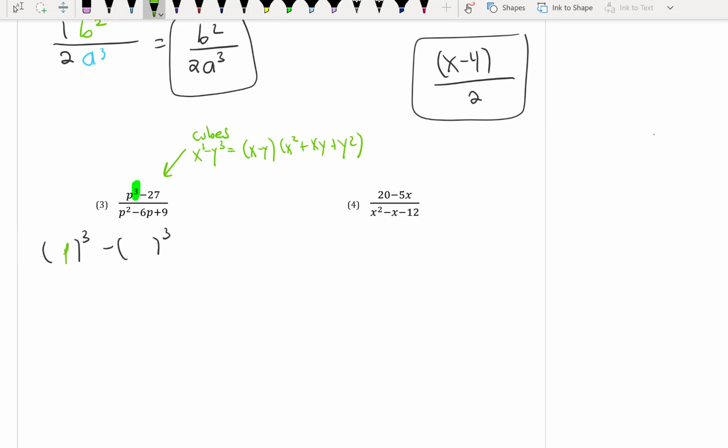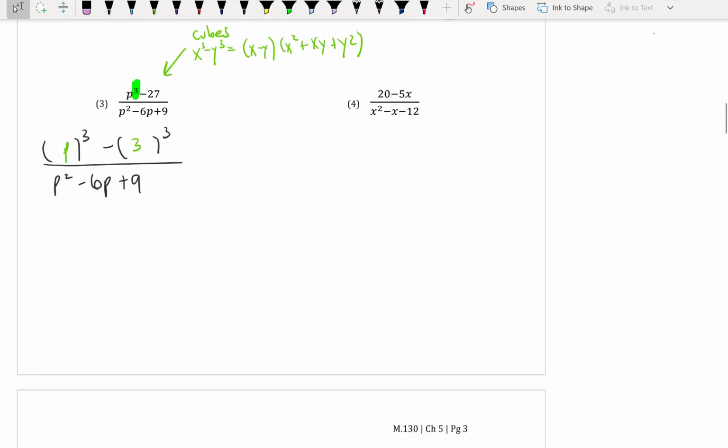So I have my p and I have my 3. And down at the bottom I have my p squared minus my 6p plus my 9. So now I know that my numerator is going to be p minus 3 times p squared plus 3p plus 9.